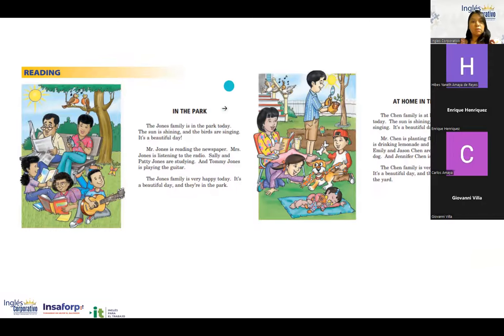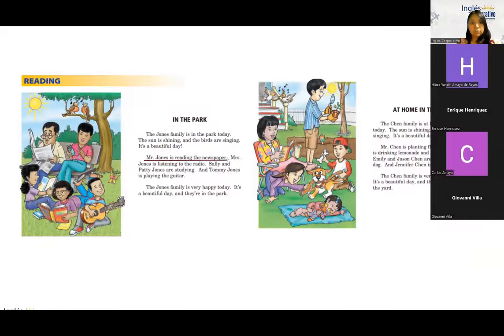The Jones family is in the park today. The sun is shining and the birds are singing. It's a beautiful day. Mr. John is reading the newspaper. Mrs. John is listening to the radio. Sally and Patty Jones are studying and Tommy Jones is playing the guitar. The Jones family is very happy today. It's a beautiful day and they are in the park.